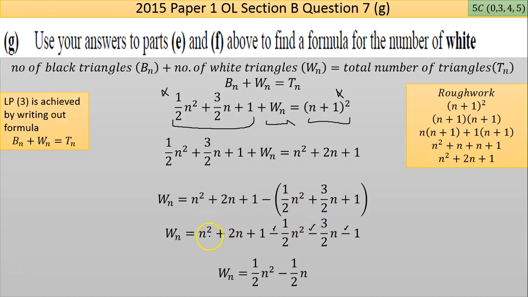Then I take them away, so n squared, take away a half n squared, leaves a half n squared. Okay. I have an apple, I take away half of it, I still have half an apple left. 2n take away 3 over 2n is the same thing as minus a half, should be positive. 2 take away 1.5 is a half n. I must be wrong there in the answer. Okay, and the 1 take away 1 is 0. And I can change that.